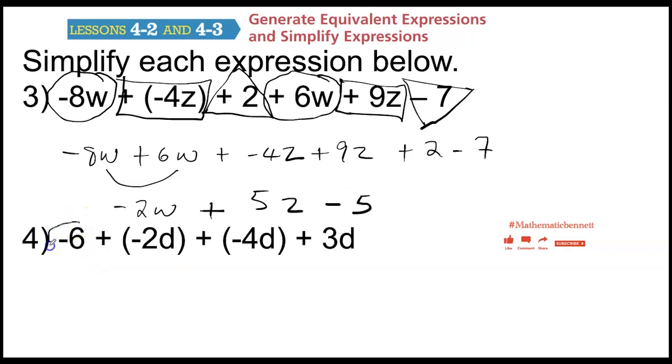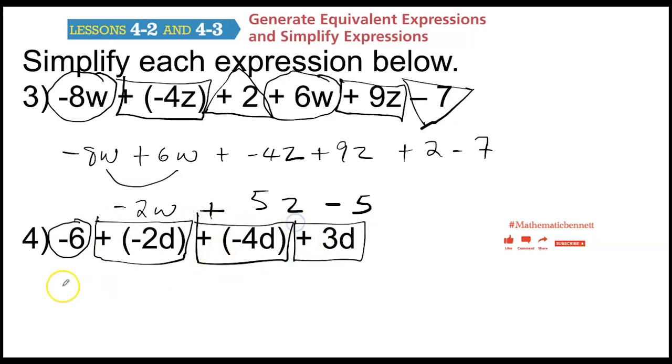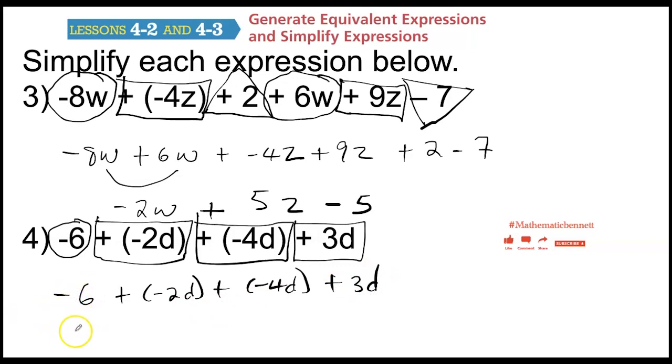So in this question, I'm going to circle all the terms that are constants. Alright, that's the only constant right there. Let me put a box around all the terms that have a D. Okay, let me rewrite my expression. So we have negative 6 plus negative 2D plus negative 4D plus 3D. We see that there's nothing to combine the negative 6 with, so we have to put it back. Negative 4 plus negative 2 would give us negative 6. Negative 6 plus 3 would give us negative 3D. So this would be our answer.